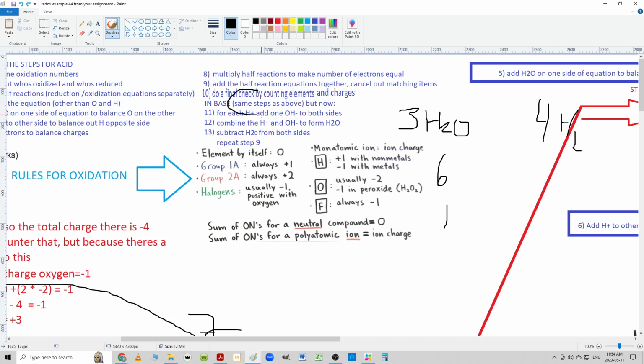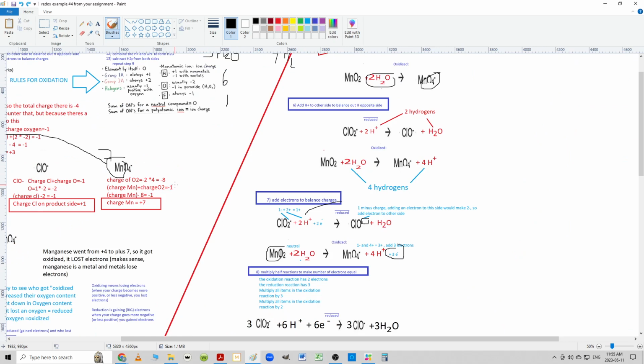And then for the base, you do the same thing, but for each H plus, you add an OH minus on the same side, to both sides. Then you combine your H plus and OH minus to form waters, get rid of the extra waters from both sides, and then just repeat step 9, add the half reactions together, and do a final check. It's not that hard, it's just laborious.